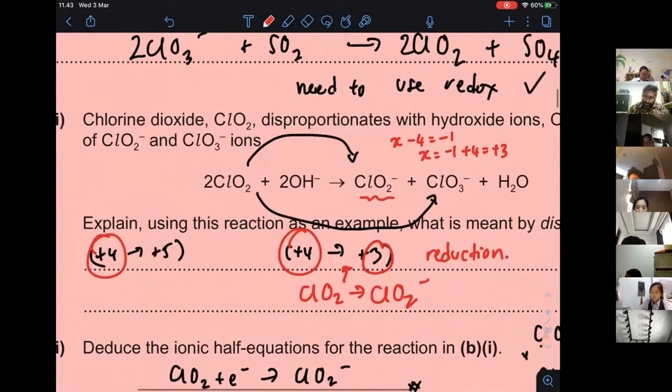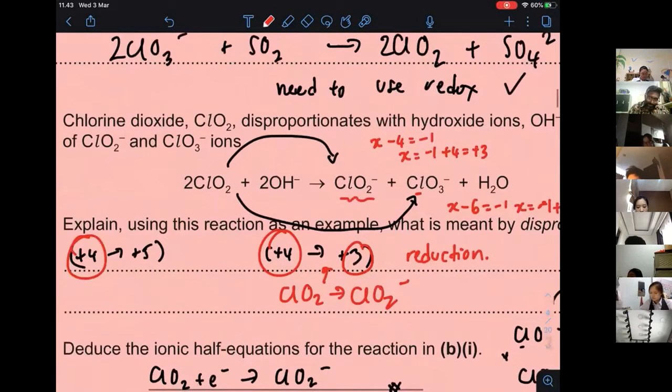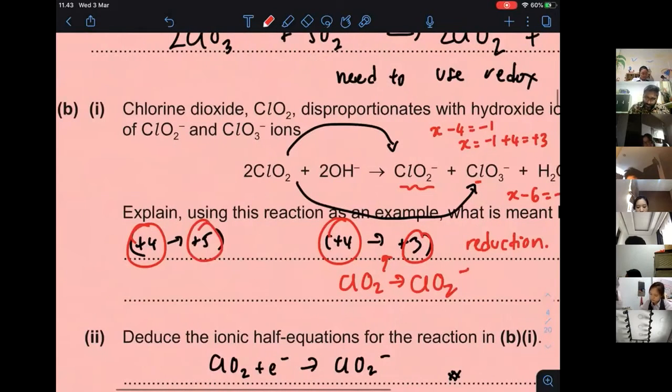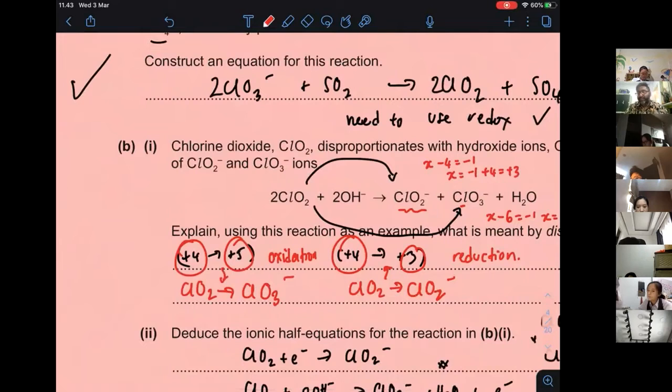So the next one is going to be this. You just put x minus 6 equals negative 1, so x equals negative 1 plus 6. So it's plus 5. Okay, so this one is going to be ClO2 to become ClO3 minus, so this is going to be oxidation. Make sure you involve all this information to get that 1 mark.